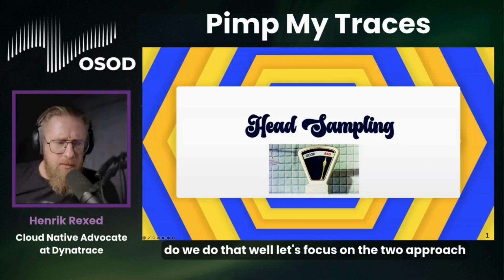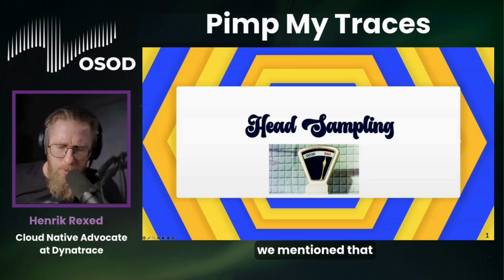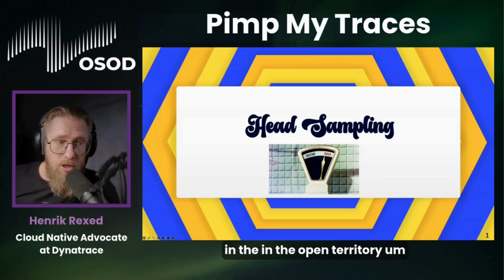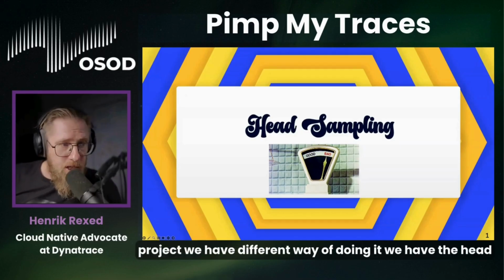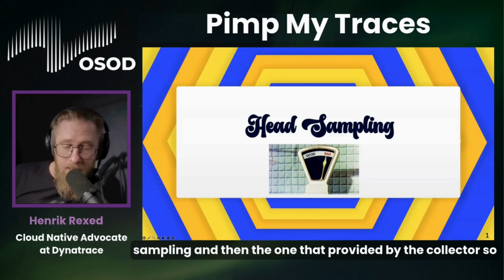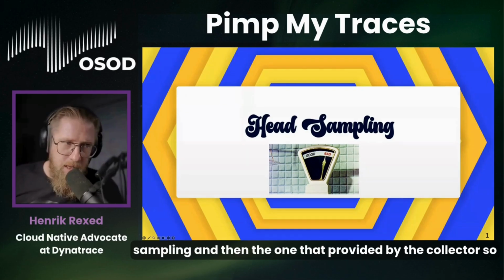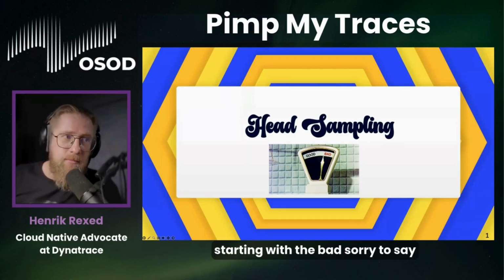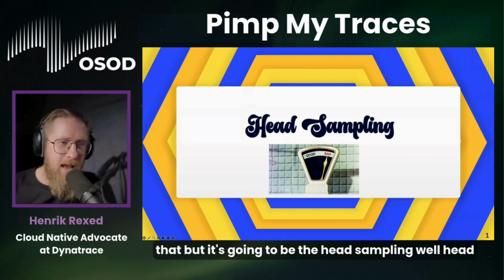So how do we do that? Well, let's focus on the two approaches. We mentioned that in the OpenTelemetry project, we have different ways of doing it. We have head sampling and then the one provided by the collector. So starting with the bad, sorry to say that, it's going to be the head sampling.